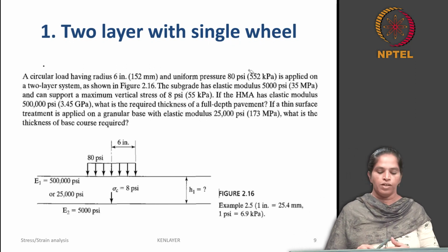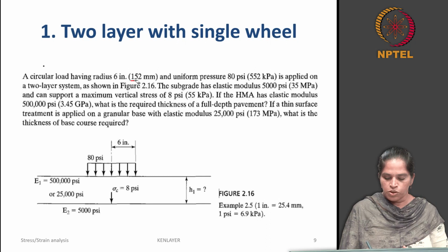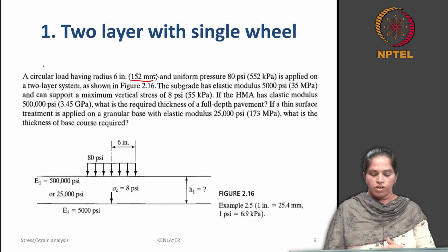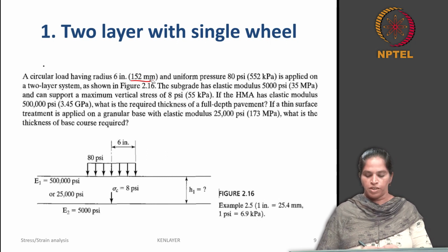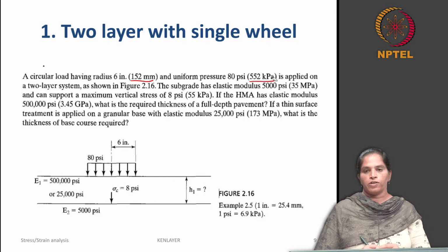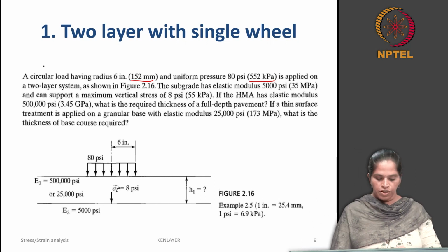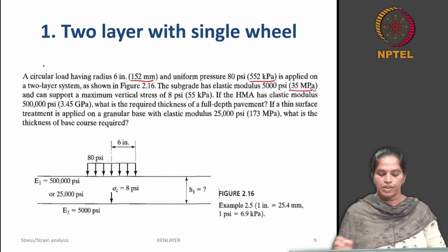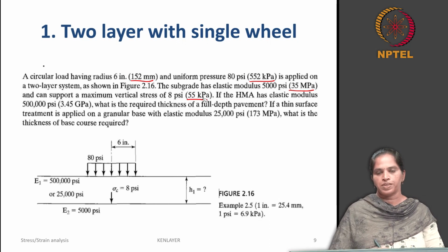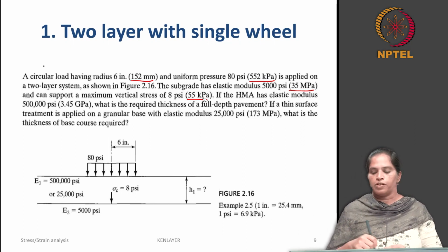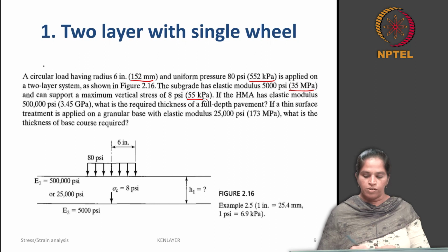You have a circular load having a radius of 152 millimeter. Let us focus here on the SI system of units. A circular load having a radius of 152 millimeter and a uniform pressure of 552 kilopascal is applied on a two-layered system. The subgrade has an elastic modulus of 35 megapascal and it can support a maximum vertical stress of 55 kilopascal. So, the catch here is the stress on the subgrade is limited to 55 kilopascal, it cannot exceed beyond that.